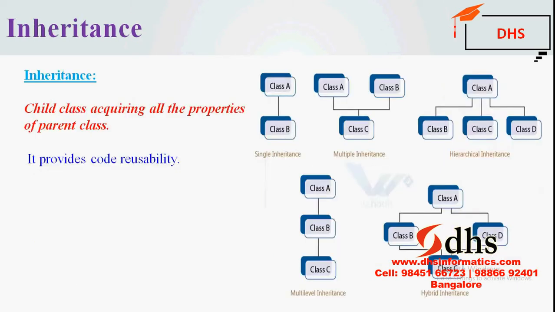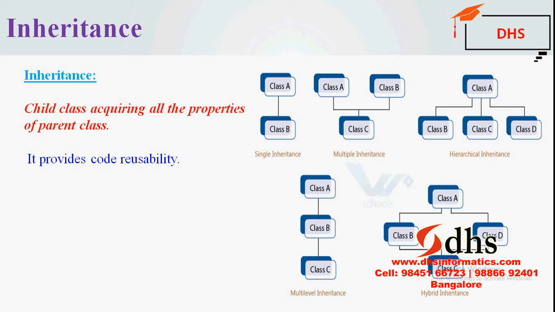Next we have inheritance. Inheritance is nothing but a child class acquiring all the properties of the parent class. So it provides code reusability. For example, if an add method is used in one class, the superclass, and I want to use it in my class, at that time I can extend. Extends is the keyword used for inheritance. So we can extend that superclass so that I can override that add method and modify it however I want. Like that, inheritance provides code reusability.